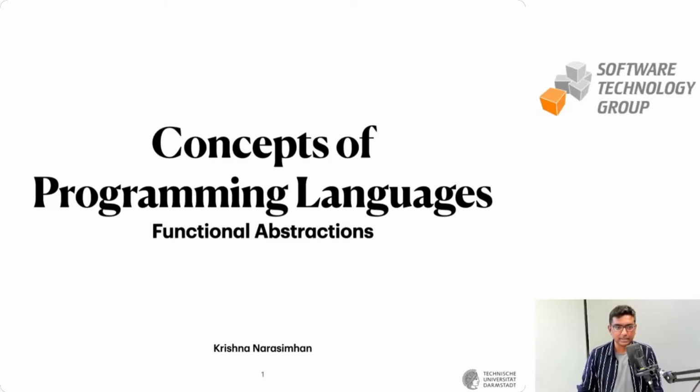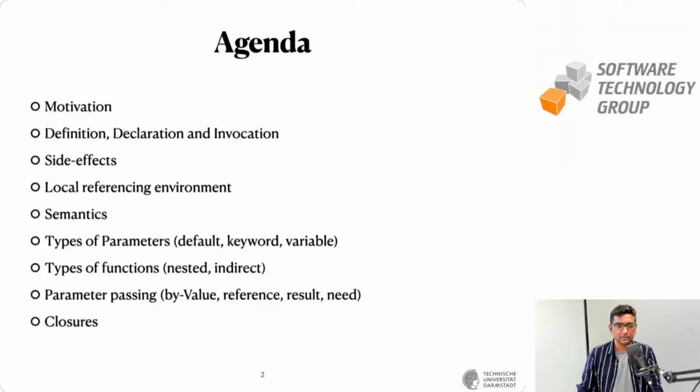Today we'll learn about functional abstractions. So briefly, here is our agenda. We look at why we need functional abstractions as a way to perform code reuse. We look at how these functional abstractions are defined and what the difference between definition and declaration is. And we look at how these functional abstractions, in various languages, can be invoked or called.